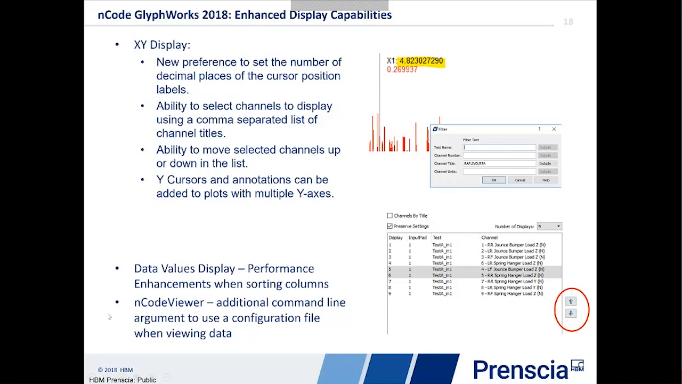And the nCode viewer, now you can run the nCode viewer using a command line. Now we've added to that command line an extra argument which enables you to use a given configuration file.